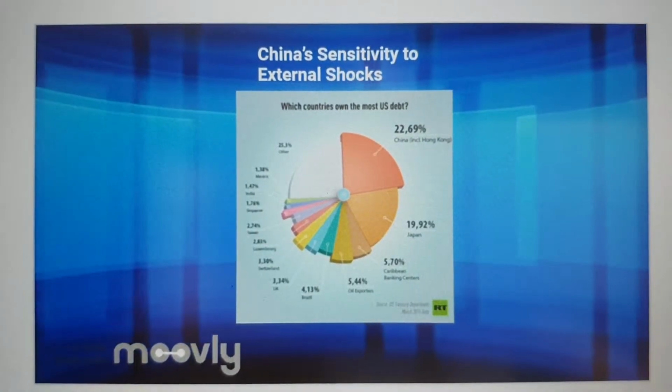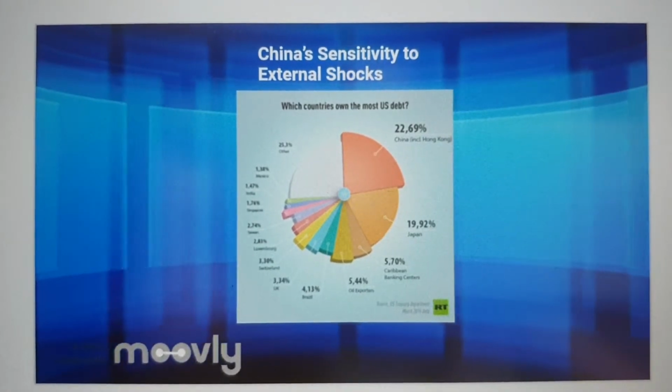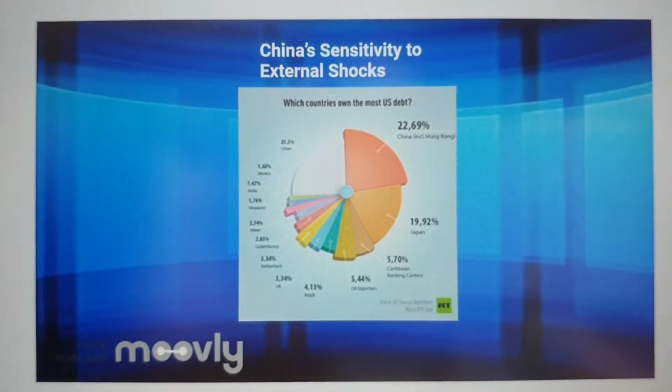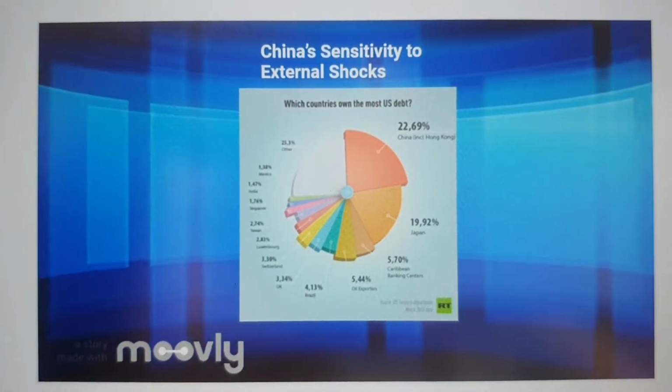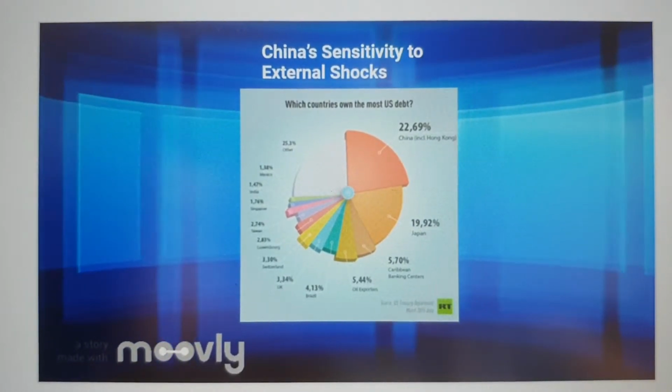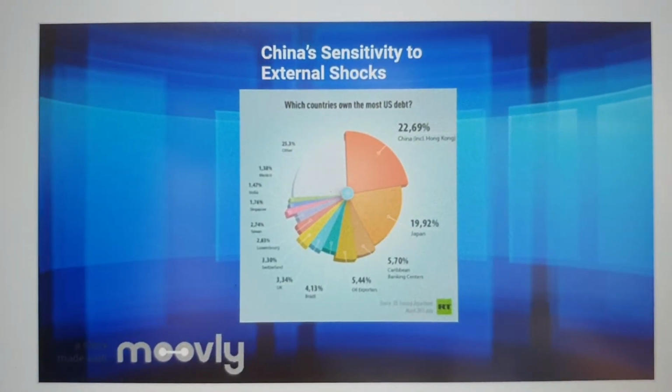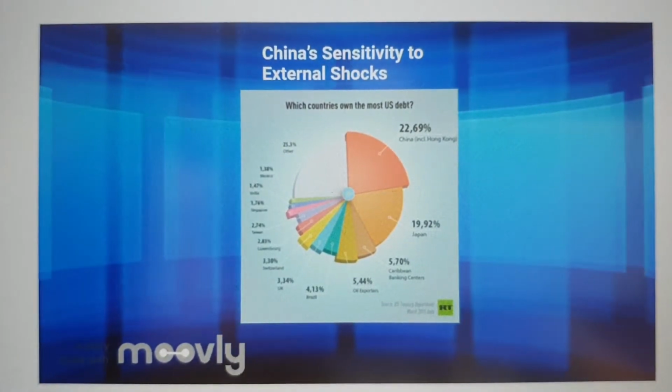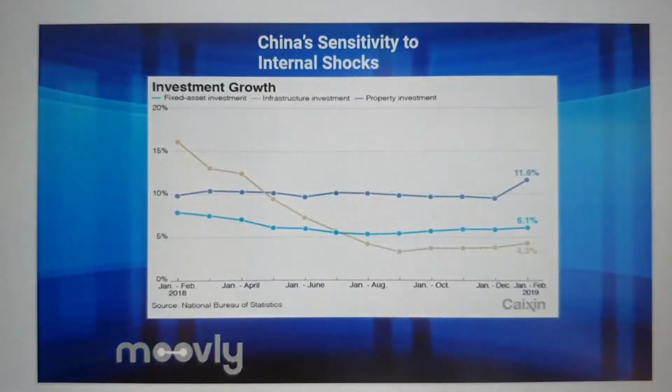China's trading activities have been increasing throughout the last 10 years, showing that China is now more open to trading with other nations. China is the biggest holder of US government debt. If problems start arising with the US, China will definitely be the first to feel the impact.